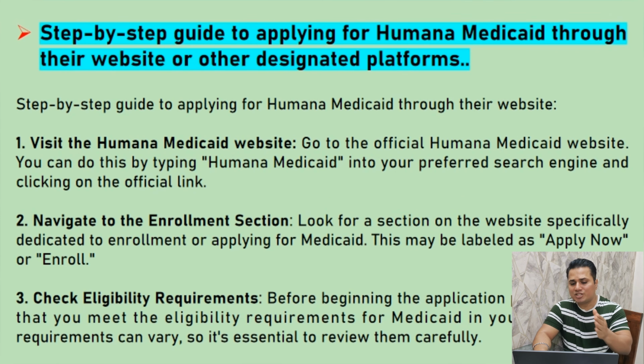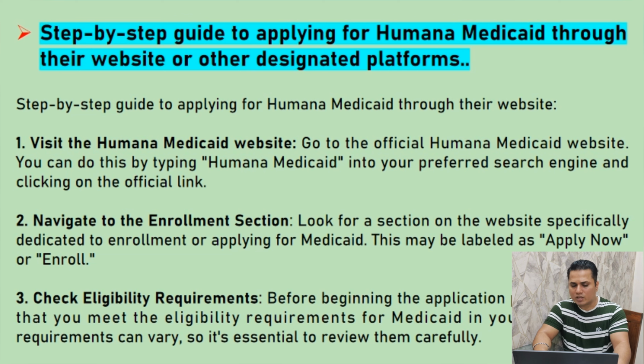Now, a step-by-step guide to applying for Humana Medicaid through their website or other designated platform. Number one, visit the Humana Medicaid website. Go to the official Humana Medicaid website. You can do this by typing Humana Medicaid into your preferred search engine and clicking on the official link.